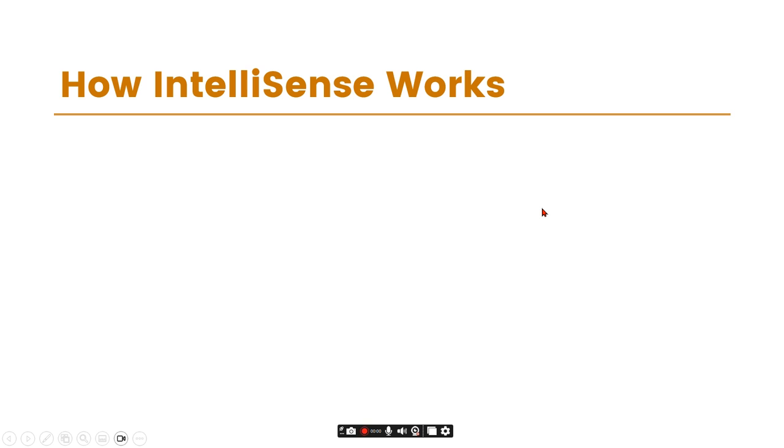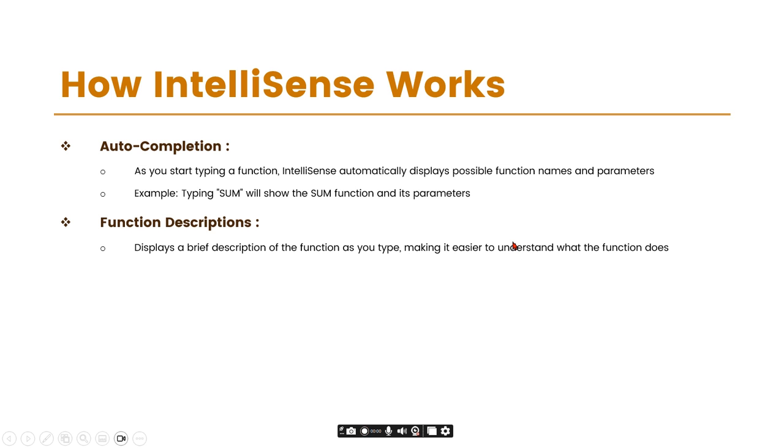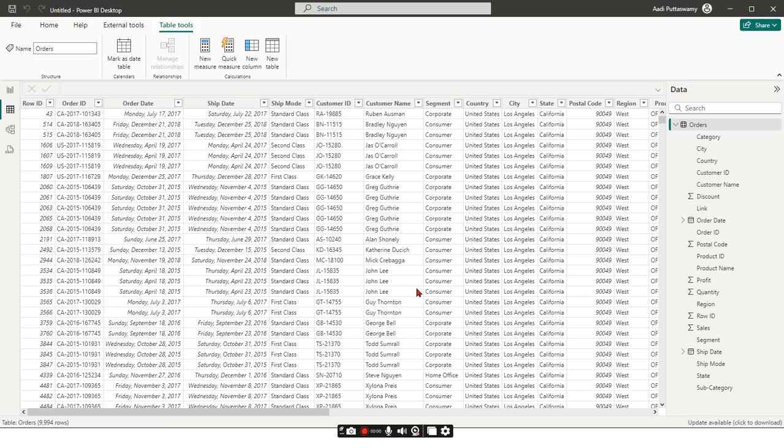How does IntelliSense work in DAX? Let's understand auto completion. Whenever we type some function name, it will help us in completing that particular function name. I'll show you practically how it works. Then function descriptions, it also gives us the function descriptions. Error checking, if there are any errors, it will highlight. And also a list of columns and measures. So we'll see how this IntelliSense actually looks.